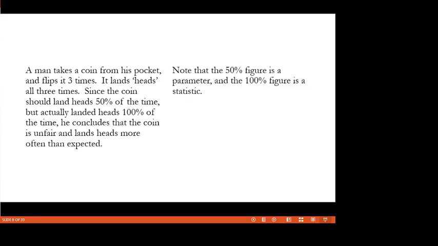If you want to do a little bit of review, if you start classifying the figures in the problem, the 50% figure is actually a parameter. That's a population figure of what should happen with the coin. And the 100% figure is actually a statistic, because in this case, the 100% figure came from a sample of data. So we would say that is a statistic.